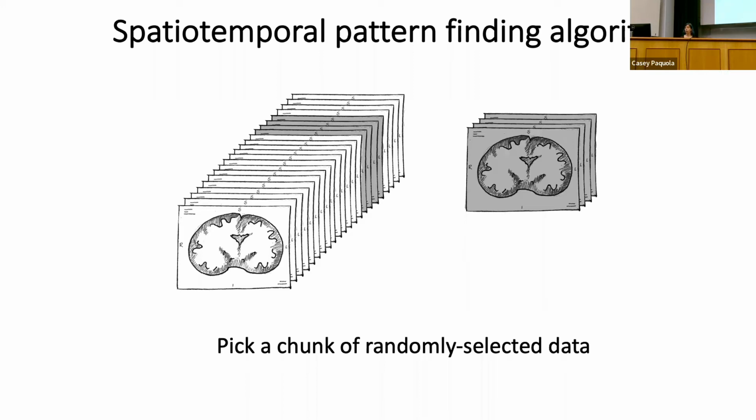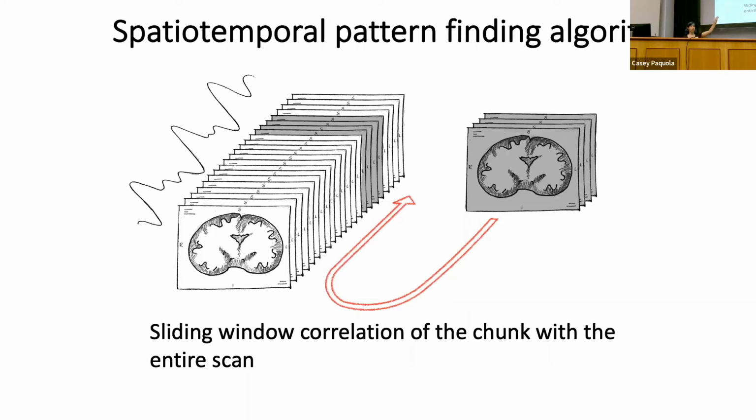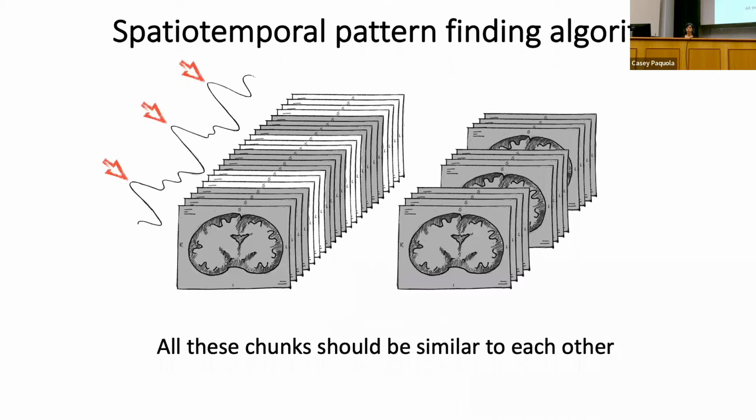We take that chunk and we correlate it with all of the other possible chunks in the brain, all of those time segments. And so we've got a correlation time course over here, and you can see there are peaks whenever we have time segments that look like the segment that we randomly chose. We take those, we find those segments, we pull them out, and we average them together. That gives us a new template.